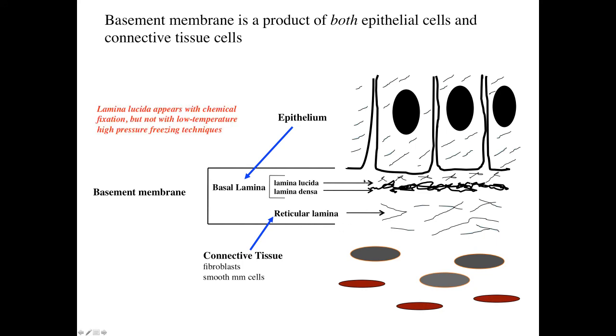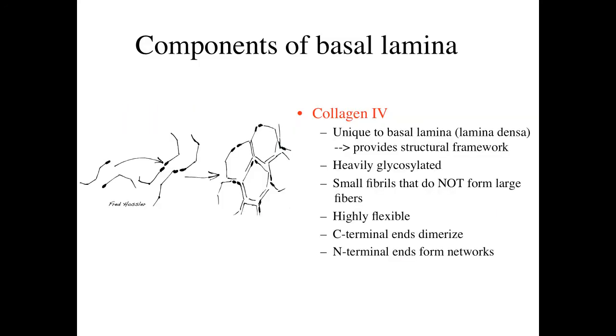As we've suggested, the lamina lucida may be a preparation artifact. It appears in tissues when the tissues are fixed with chemical fixation, but if one does more modern low temperature, high pressure freezing techniques, you don't see a lamina lucida. Components of the basal lamina. As we said, collagen type 4 is a major component. It is unique to the basal lamina. It's found in the lamina densa. Collagen type 4 provides the structural framework for the basal lamina.